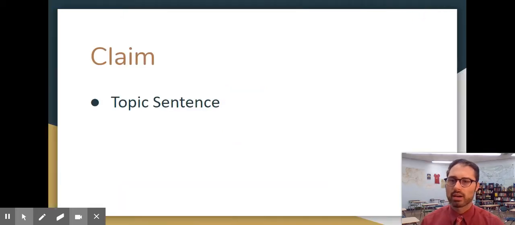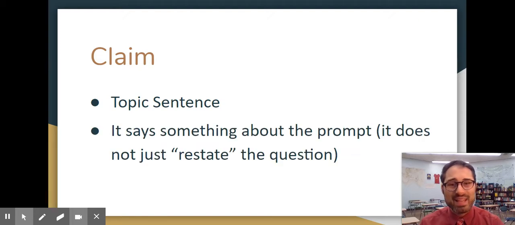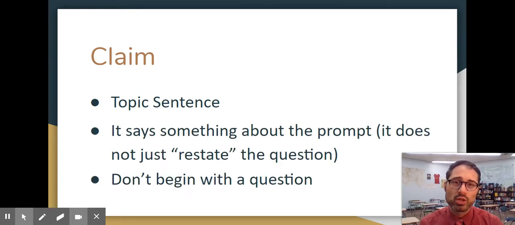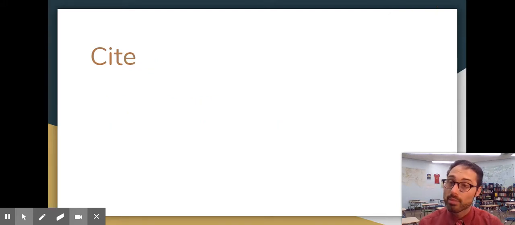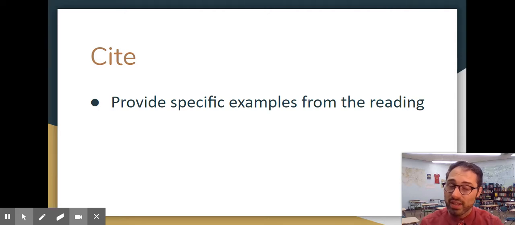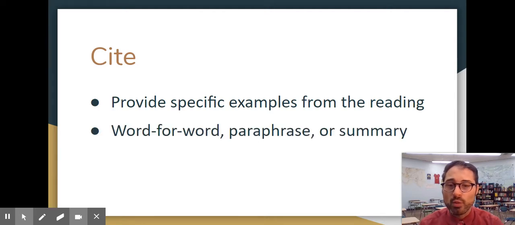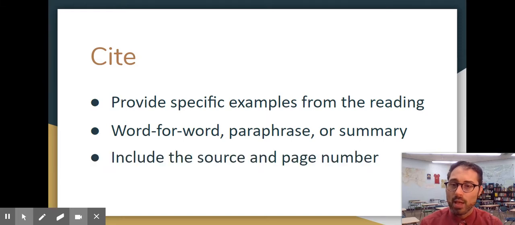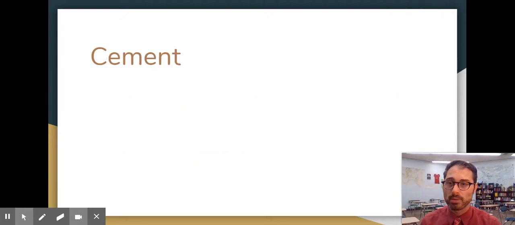As a reminder, our claim is our topic sentence. It says something about the prompt, and we don't want to start with a question. We want to make sure we're very clear on what we will be analyzing. And remember, our citations are specific examples from the reading, and they are word for word or they're paraphrased. We might be able to use a summary sometimes, but we're usually going to use word for word quotes or paraphrases. And we want to include the source, the title of the novel, and the page number.